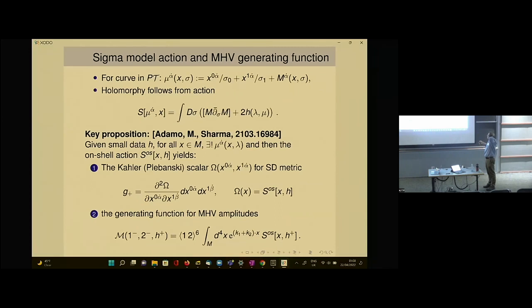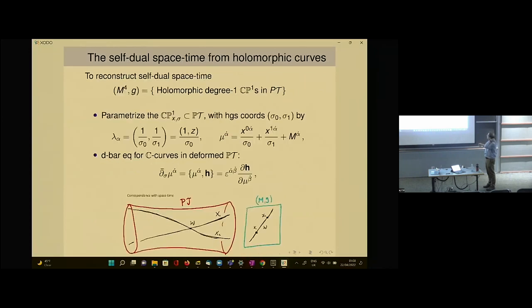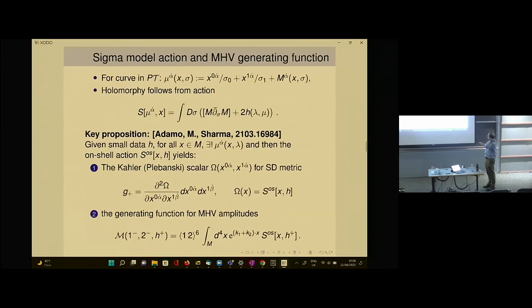What I'm going to need from this is that equation here, this d-bar equation for the holomorphic curves, has an action. So we call this a sigma model, but it's really chiral. It's a d-bar of m equals something. And the sigma model has this very simple action. And I've set things up so that all the weights are correct in this form.